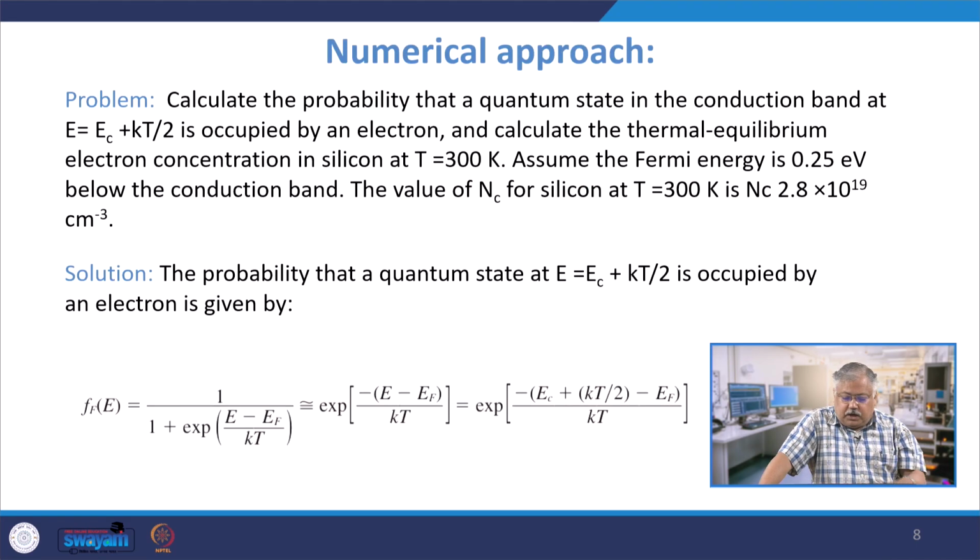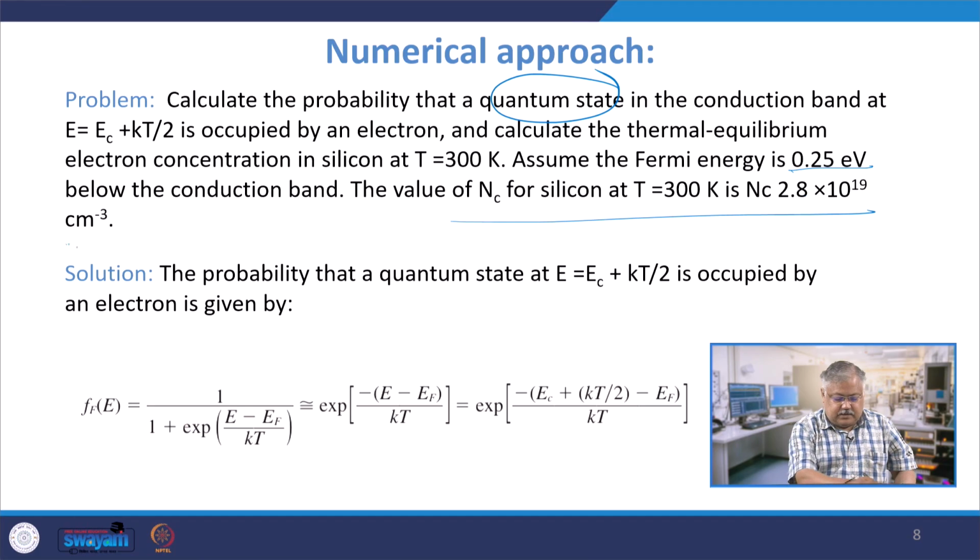This is another numerical problem and almost the same as the previous one. What we are showing is they calculate the probability that there is a state in the conduction band, and where is it? It is Ec plus kT by 2, which means that the state is at energy kT by 2 more than the conduction band edge. The question is to calculate the probability of occupancy at T equals 300 Kelvin. The Fermi level is 0.25, and the value of Nc is given as this much.